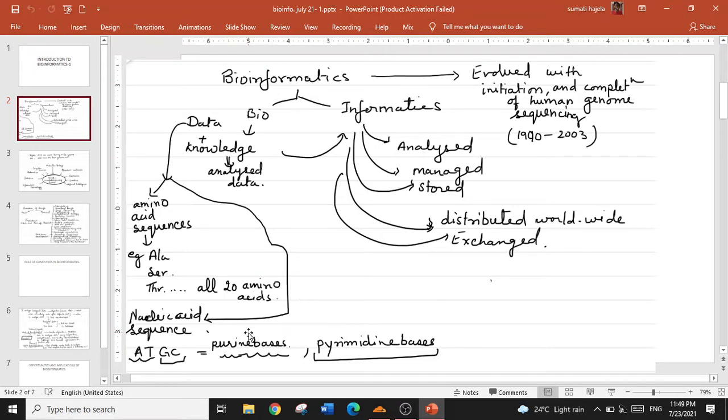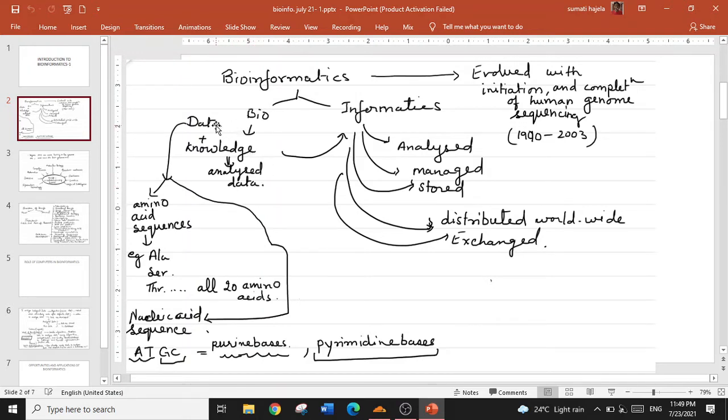a nucleotide chain. So many bases are linked one after another to make a nucleic acid. Now this is data from biology, and if there is a long sequence of these, it must be analyzed to find out its meaning. When we analyze it, that data becomes knowledge. So analyzed data is knowledge.